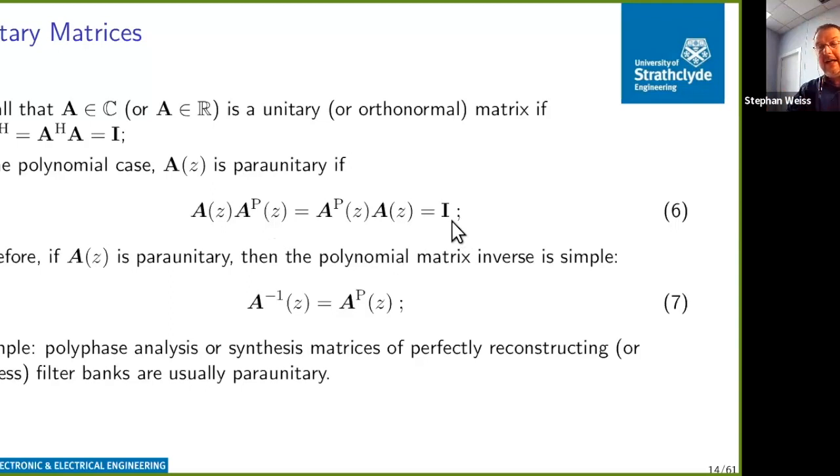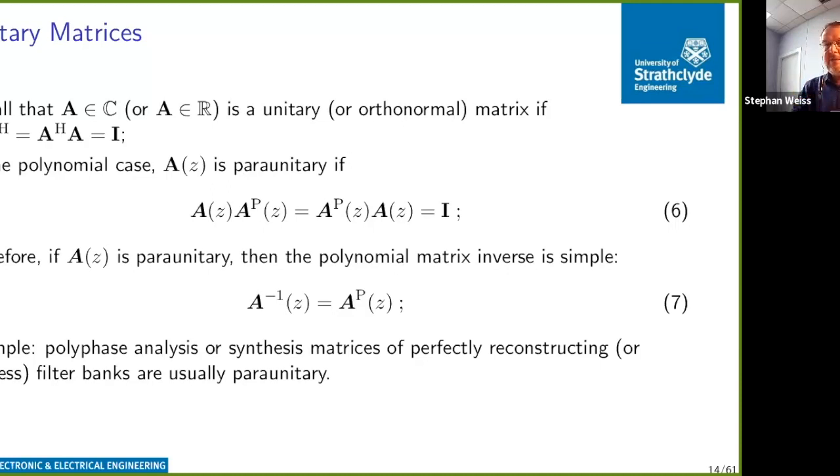So in this case, it's very simple to find the inverse of a matrix, because the inverse of a para-unitary matrix is simply its para-Hermitian. And if you return to the earlier problem of constructing a filter bank, where I said the polyphase synthesis matrix should be the inverse of the polyphase analysis matrix, if that matrix is para-unitary, it's very easy to immediately state what the perfectly reconstructing synthesis matrix is.